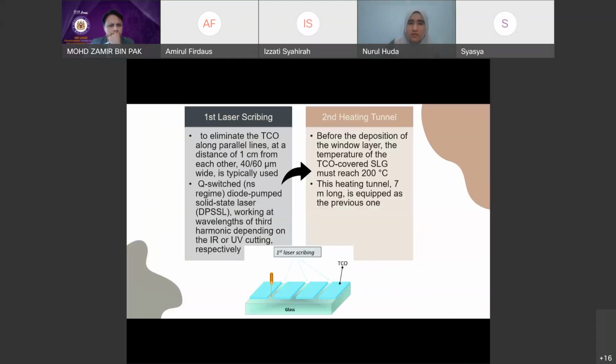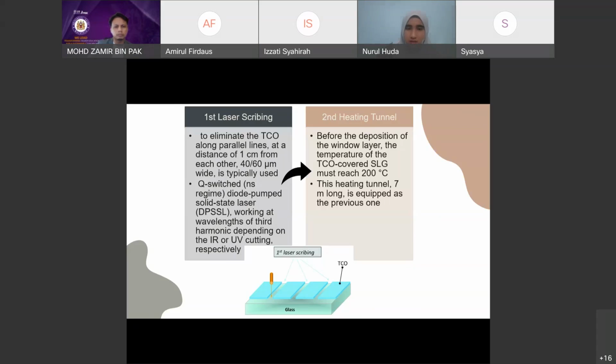Okay, first laser scribing. It is to eliminate the TCO along parallel lines at a distance of 1 centimeter from each other. 40 to 60 micrometers wide is typically used. It uses a Q-switch diode pumped solid state laser, DPSSL, working at the wavelength of the fundamental or third harmonic depending on the IR and UV cutting respectively.